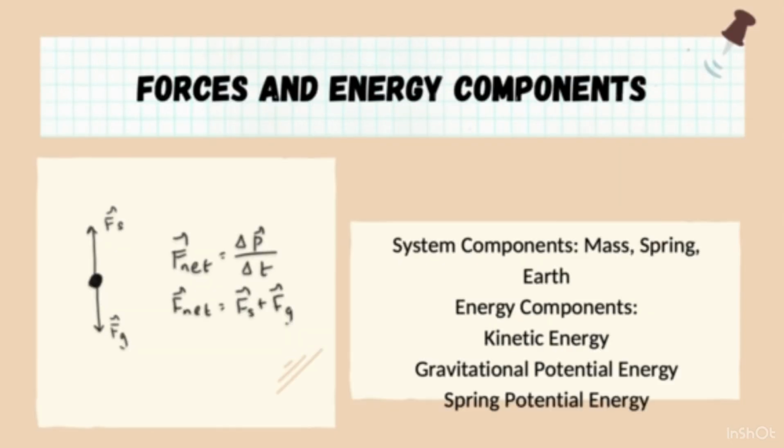So the forces acting on the mass include the upward force of the spring and then the downward force of gravity. And net force is the sum of these forces, which can be expressed mathematically as shown. And the system's components were the mass, the spring, and the earth. And the energy components are the kinetic energy, gravitational potential energy, and spring potential energy. Since the system is isolated, the total energy should remain constant.